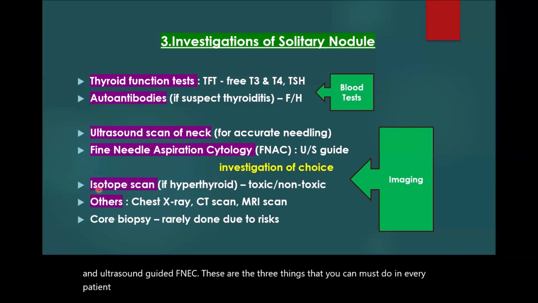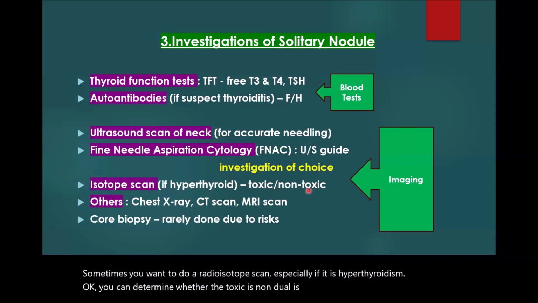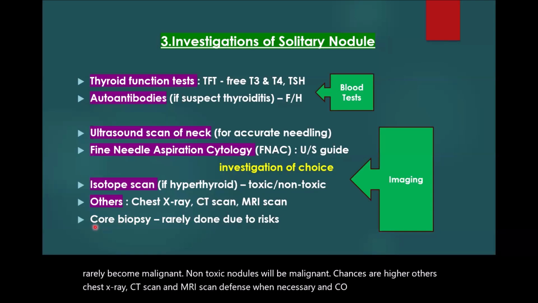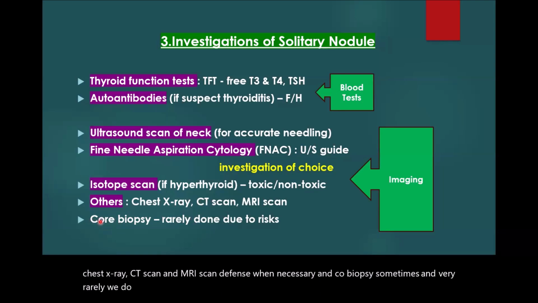Sometimes you want to do a radioisotope scan, especially if it is hyperthyroidism. You can determine whether the nodule is toxic or non-toxic. Toxic nodules rarely become malignant. Non-toxic nodules, the chances of being malignant are higher. Others: chest X-ray, CT scan, and MRI scan if and when necessary. And core biopsy, very rarely we do core biopsy because of the high risk in doing a core biopsy on the neck. So this will be the imaging.